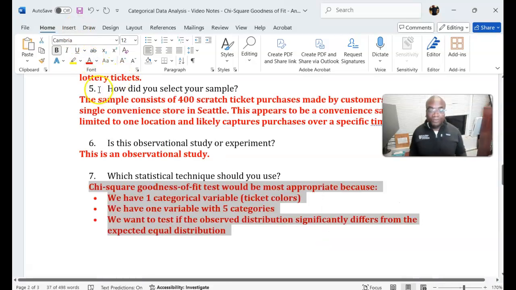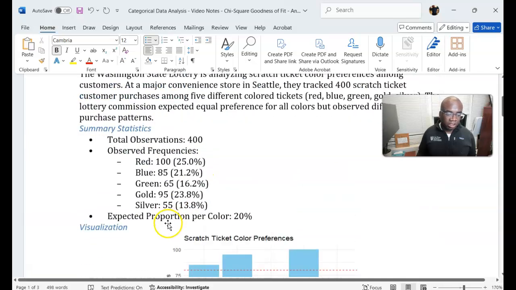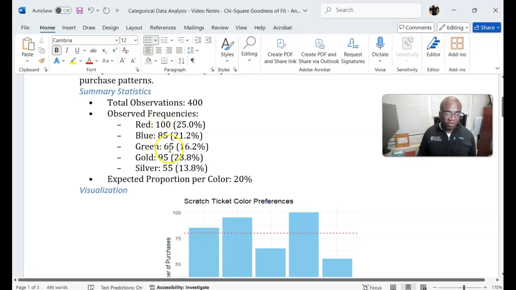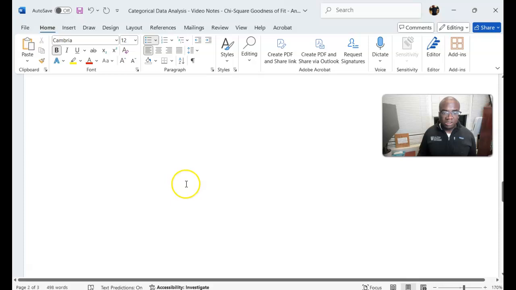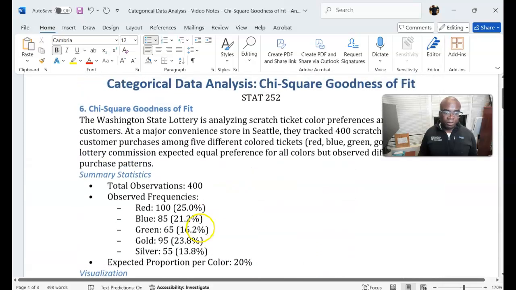But here are some. So one is that it's a categorical variable, right? One categorical variable. One variable with 5 levels. And we're trying to see if our observed distribution, this is our observed, this 100, 85, 65, 95, 55, matches or significantly differs from the actual expected distribution. Our expected distribution would be 80, 80, 80, 80, 80.